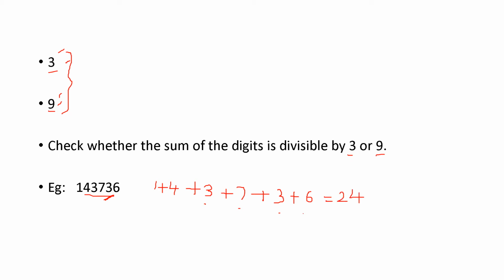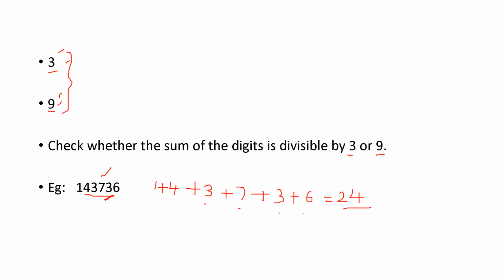Right? So you have to check whether 24 is divisible by 3. We know that 24 is divisible by 3. So you can say this number is divisible by 3. Okay. Now, same way, same thing, 24.